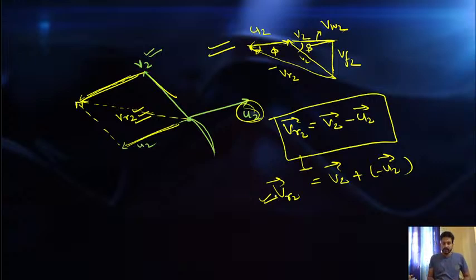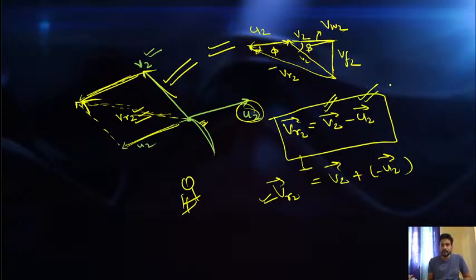Very simple. If you are on the ground floor, if you are watching from the ground floor, then you will see the water is going like this. And if you are sitting on the blade of the impeller and you are rotating with the blade, then you will see that water is going in this direction. Okay? So VR2 is what? VR2 is the velocity of the water with respect to the blade.